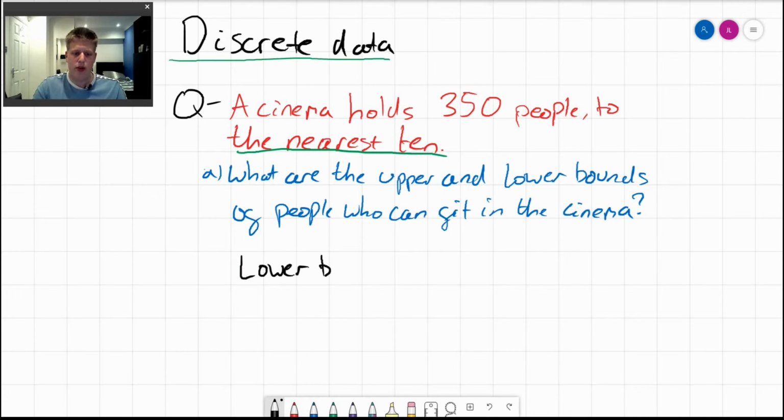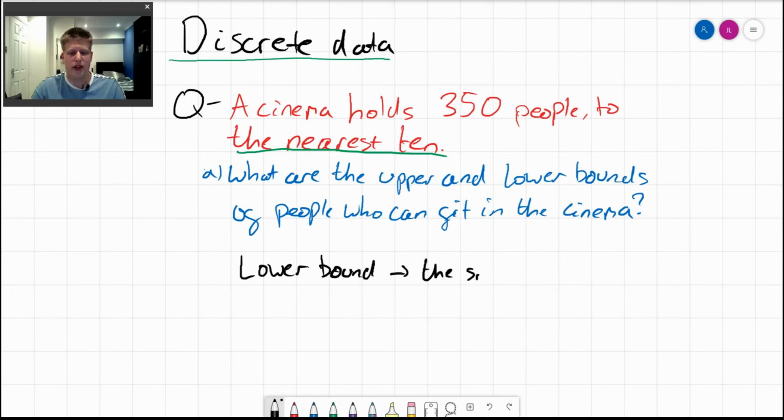The lower bound is the smallest this number could have been. So let's think, what is the smallest number it could have been so that they would round it up to 350 people? Well, that's easy. It would be 345. Because if you had 345 people, you would round that up to 350 to the nearest 10. If it was 344, obviously you'd round it down to 340. So it can't be 344, and because it's discrete data, it can only take certain values, the lower bound is 345.